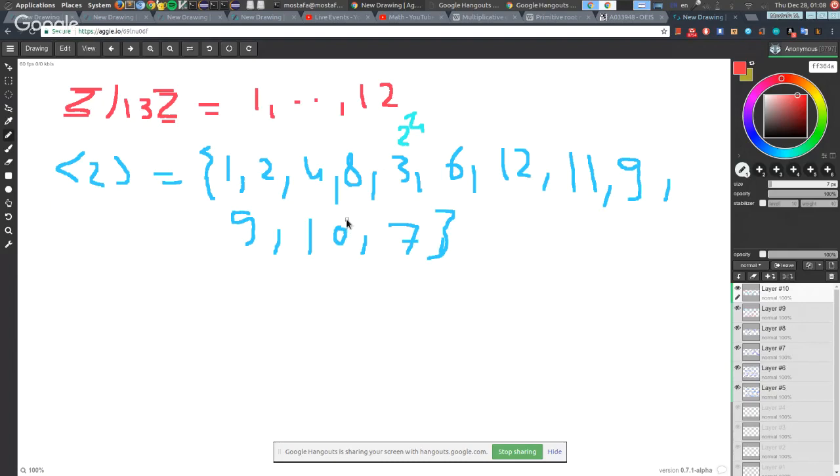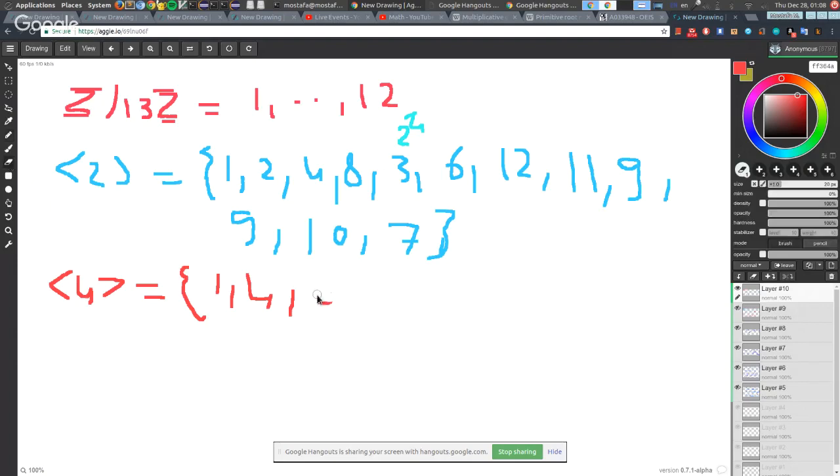For example, let's try something like 4. Does 4 generate the set? Let's try it. So 1, 4, then 16, which is 3. 3 times 4 is 12. And we keep going like that. 9 times 4 is 6.